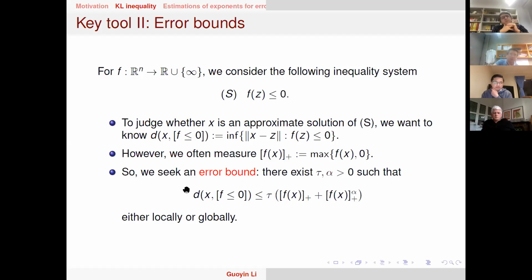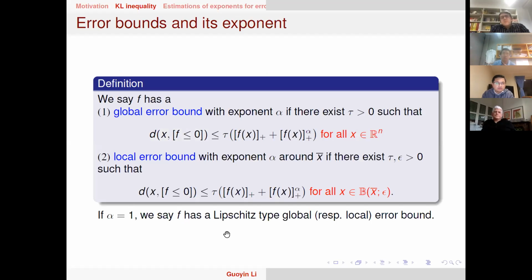So basically we're trying to estimate the distance to the solution set in terms of a computable residual function, maybe up to some suitable power alpha. It can hold either locally or globally, depending on the situation. So this is the definition, but I think I just explained it. Global means that this inequality is true over the whole space. Locally means that it is true in a neighborhood of the given reference point. If the exponent alpha is just 1, we often call it a Lipschitz type error bound.